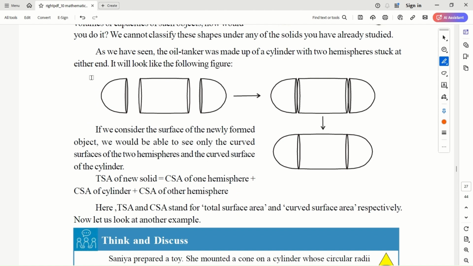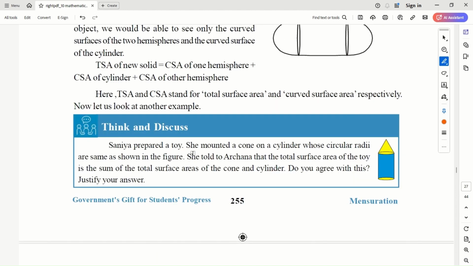So if you want to calculate the new solid's total surface area, it is the curved surface area of the hemisphere, because we cannot count the top and bottom surface areas of this cylinder, the base and top, plus the curved surface area of the other hemisphere. So you have two curved surface areas of these hemispheres and then one cylinder curved surface area. So this is how we should calculate.